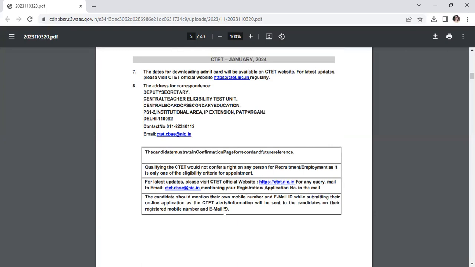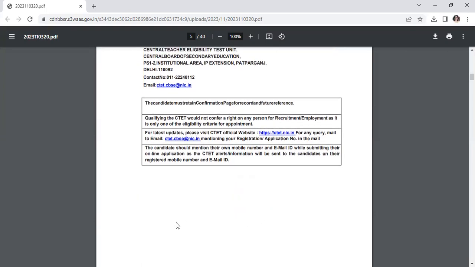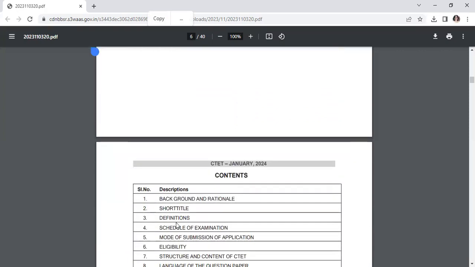The candidate should mention their own mobile number and email ID while submitting their online application, as the CTET alerts and information will be sent to the candidates on their registered mobile number and email ID.